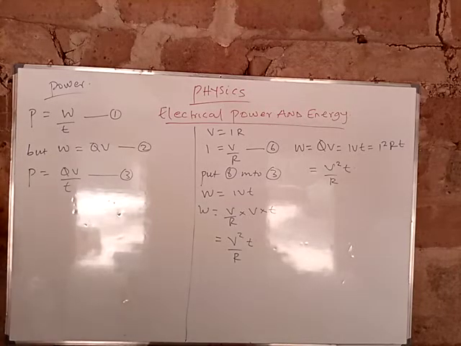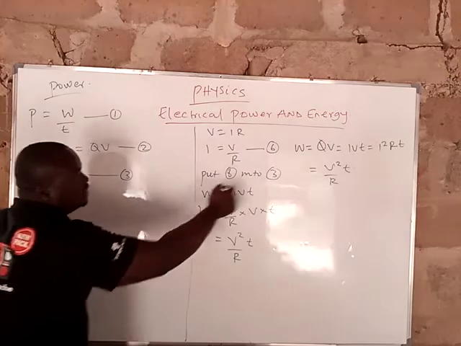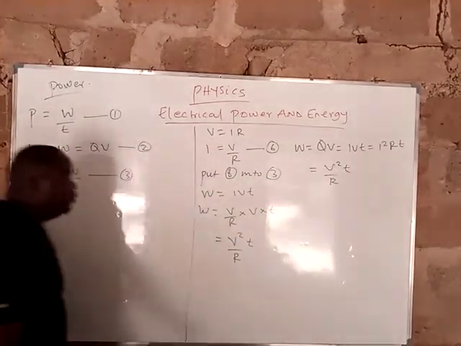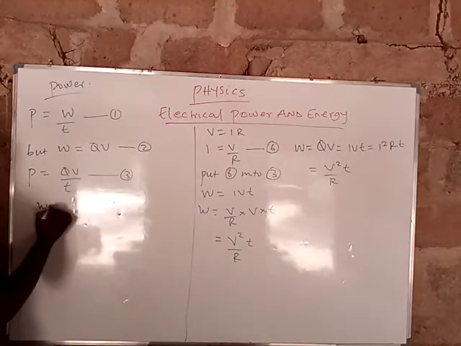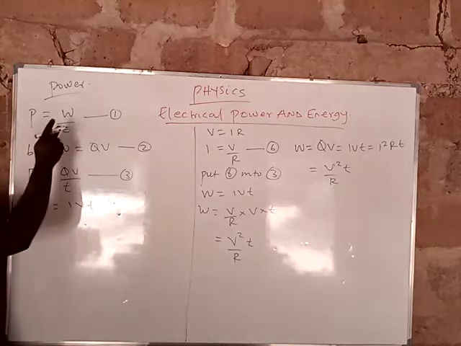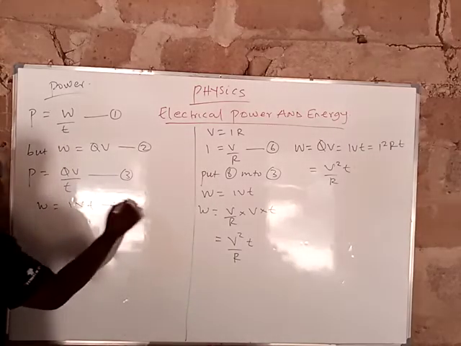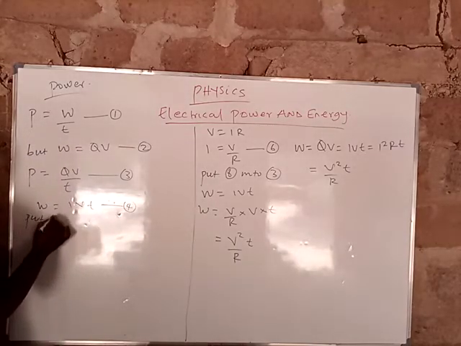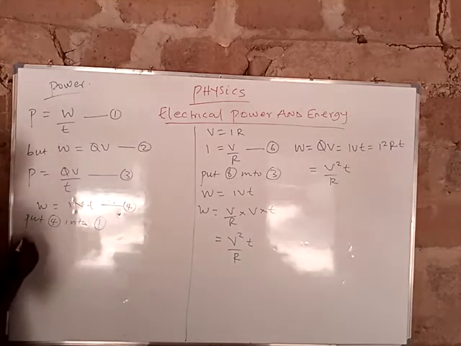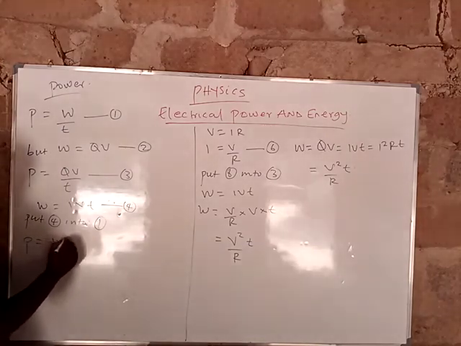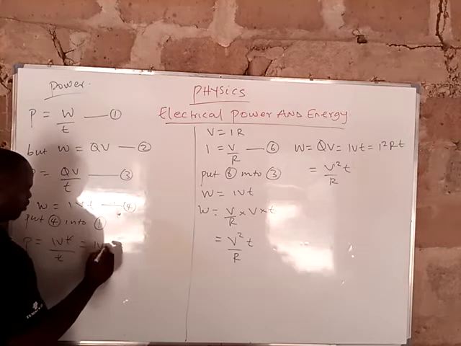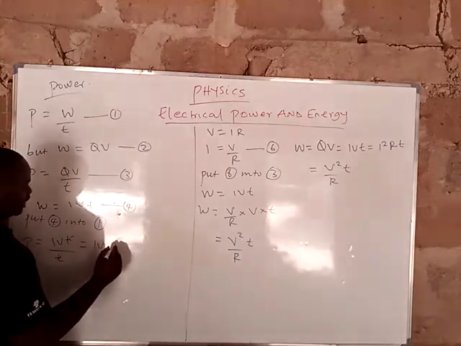Now, remember we proved that electrical energy is IVT. We already proved it. Let me call this equation 4. I'm going to put 4 into 1, and that will give me that my power is IVT all over T. This will cancel this, and that will give me what? IV. Power is current times voltage.